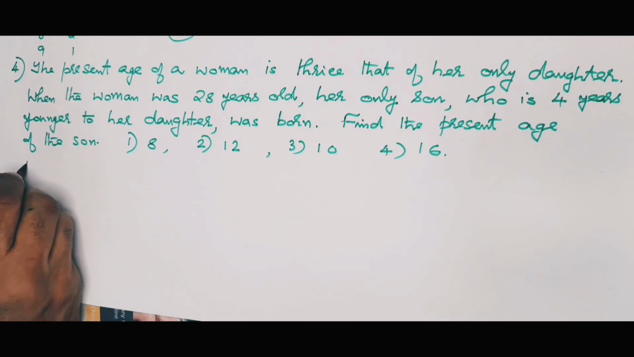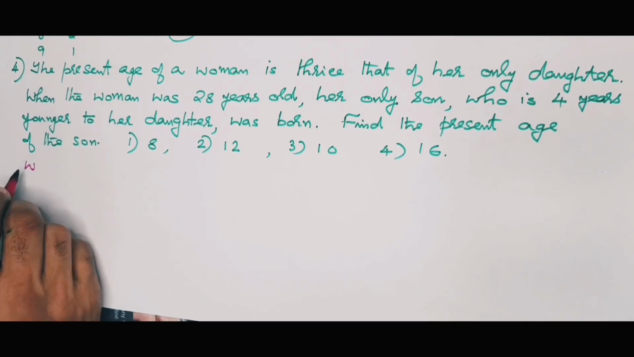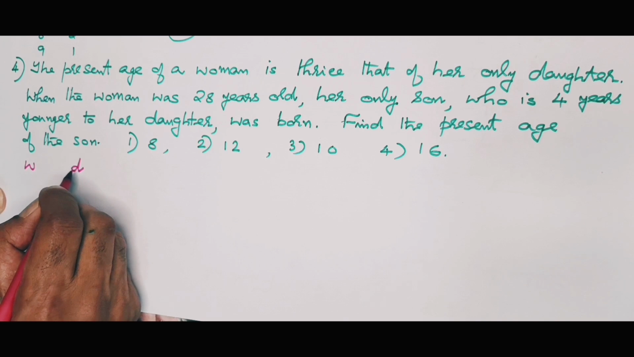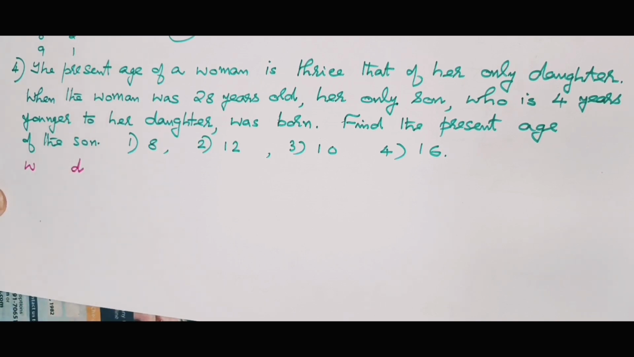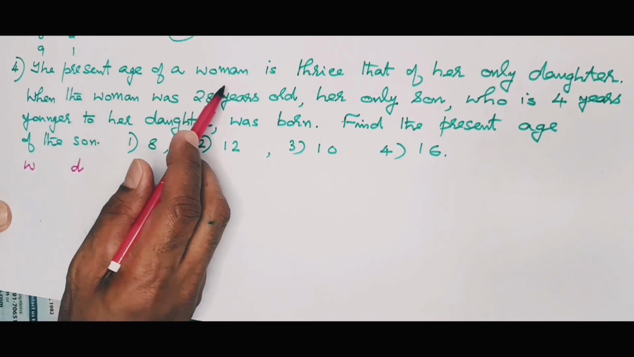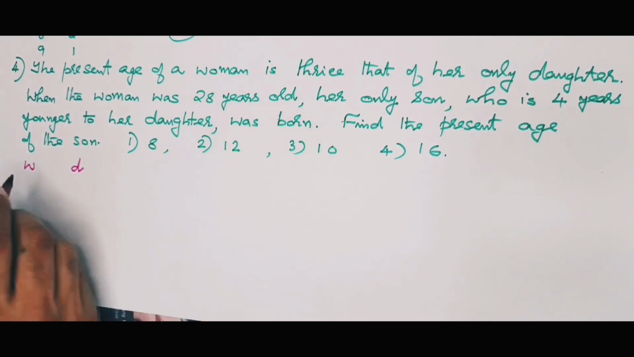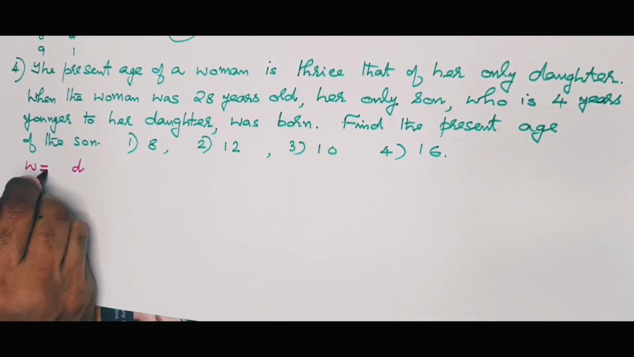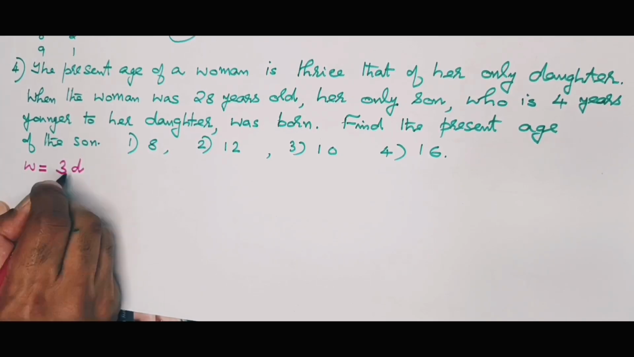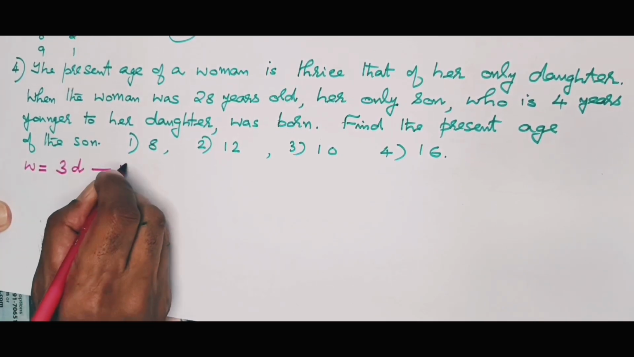Let W be the present age of the woman and D the current or the present age of the daughter. And the first sentence says, the present age of a woman is thrice that of her only daughter. That means W equals thrice the daughter's age. You got one equation.